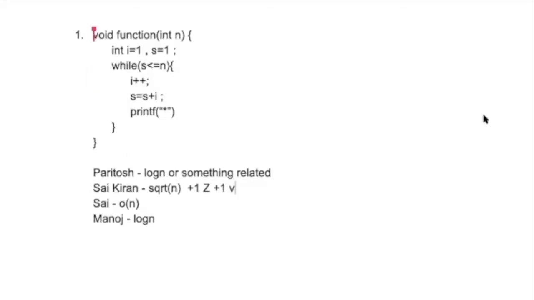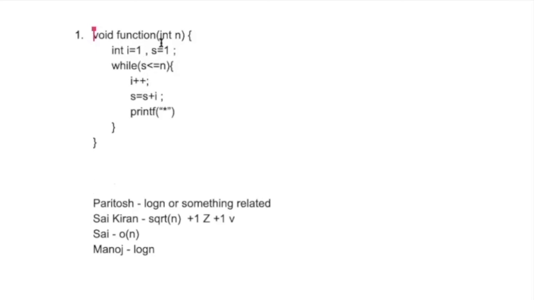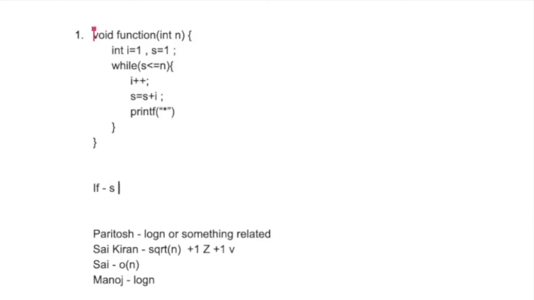Cool. So the correct answer is square root of n, and I think lots of people are getting a different answer. But one thing for sure is that the s value starts from 1, and this while loop has to go until the s value is less than n. Root of n, who is saying this? Ashutosh. Okay. If s was increased by 1 every time, complexity would have been O of n.